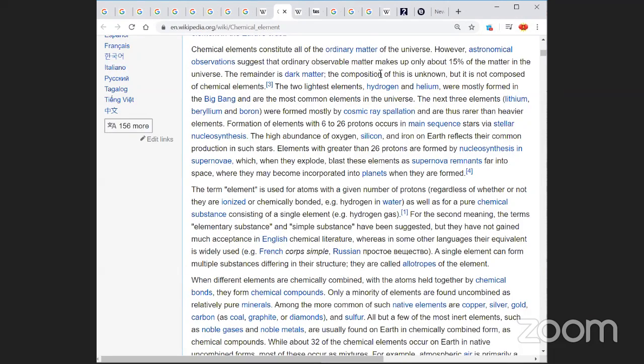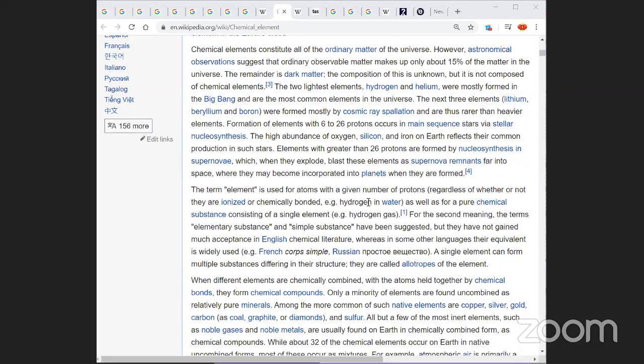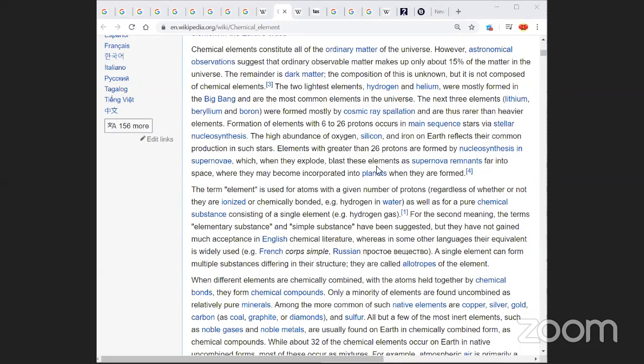So chemical elements constitute all of the ordinary matter of the universe. However, astronomical observations suggest that ordinary observable matter makes up only 15% of the matter in the universe. The remainder is dark matter. The composition of dark matter is unknown, but it is not composed of chemical elements. Okay? So dark matter is not composed of chemical elements. It will not be on your chemical periodic chart.